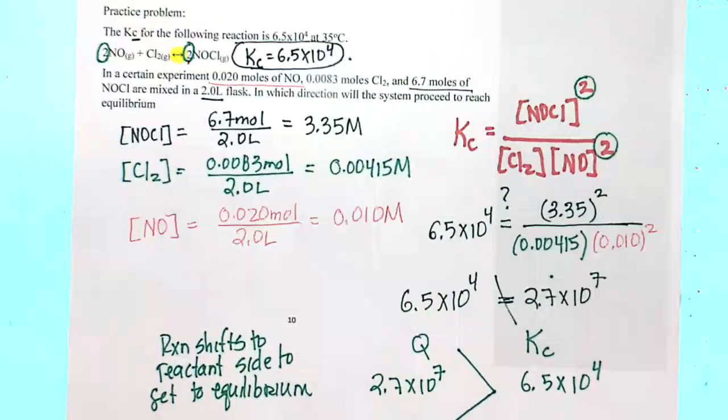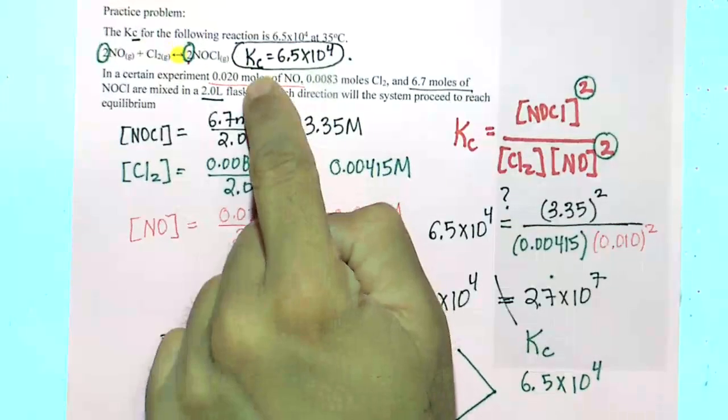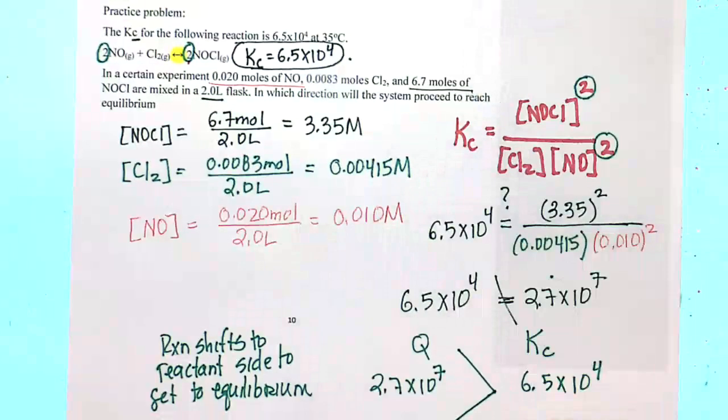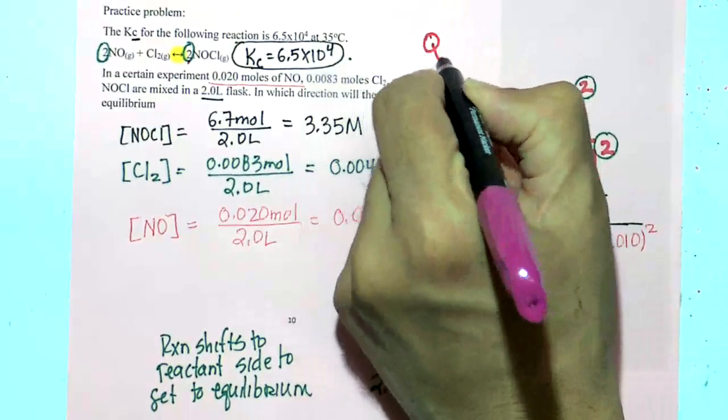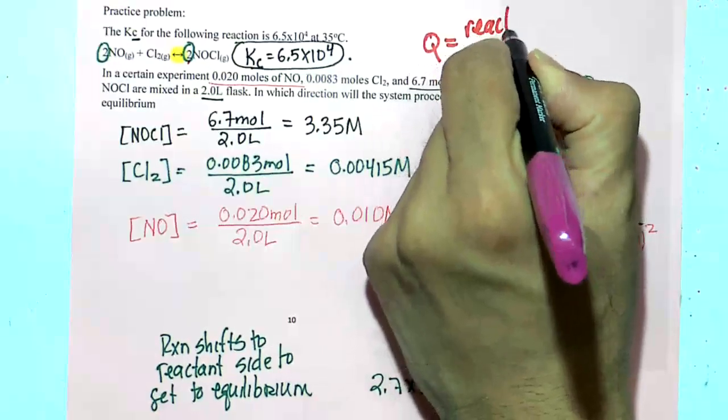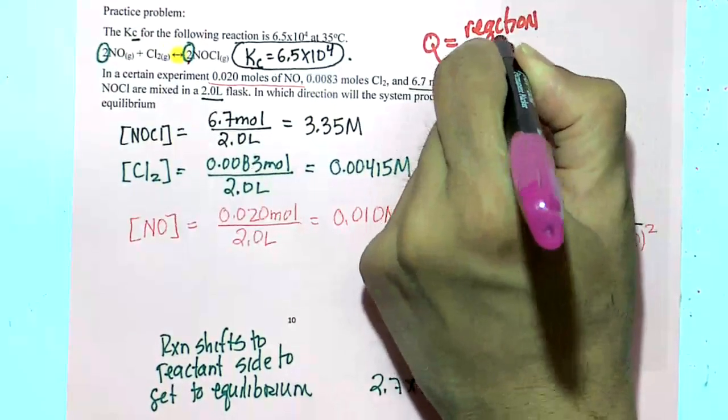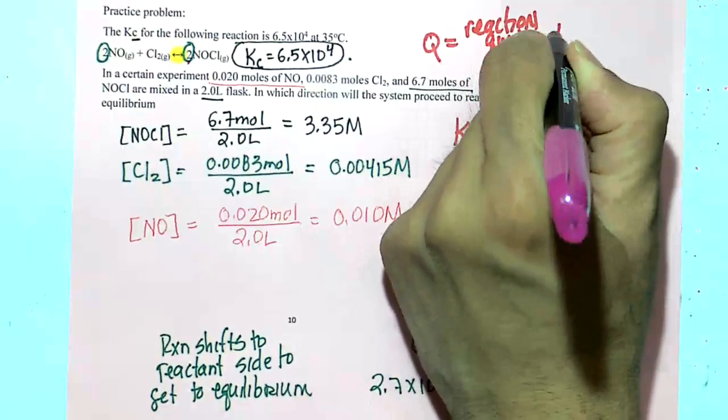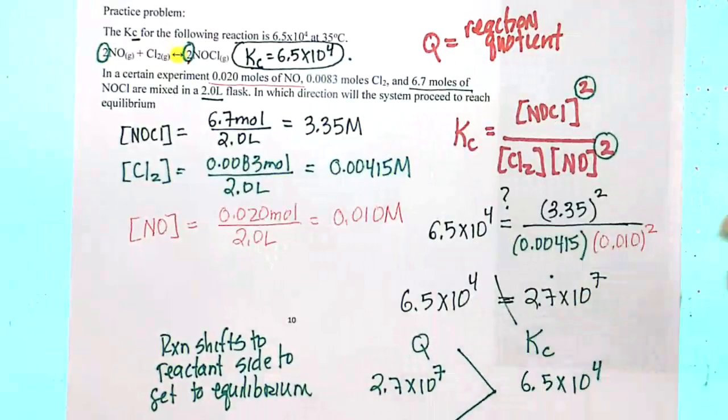Alright, so the same thing as we did in the previous problem. We have our Kc, we got our concentrations, we compared Q to K. This Q, once again, is called the reaction quotient. And if you want to use the Gator rule, which should go first? Q should go first.